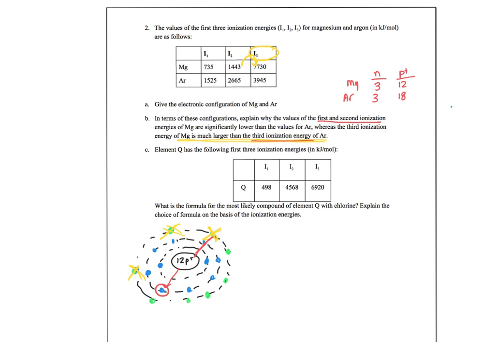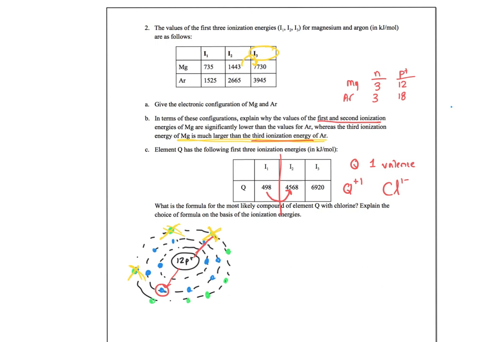And lastly, I want this compound, unknown Q bonded with chlorine. Same idea here. I see a big jump from I1 to I2, which tells me Q must have one valence electron. If Q has one valence electron, it means it's likely to form a positive 1 charge. Chlorine is likely to form a -1 charge, right? It's in that second to last column. So Q is likely to give away an electron. Chlorine is likely to gain an electron.